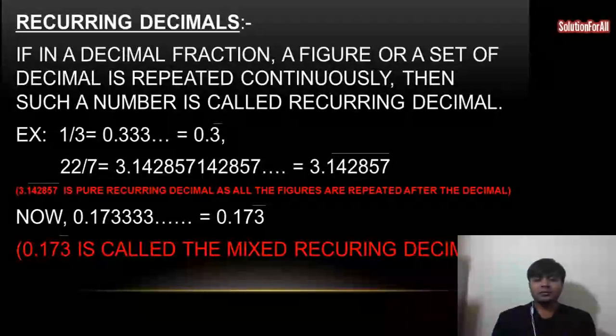Now suppose I have some decimal value 0.1733333, and 3 goes on repeating continuously up to infinity. So I can write it as 0.173 with a bar above 3. That means I have 1 and 7 also after the decimal, but 1 and 7 are not getting repeated. Only 3 is getting repeated. That means this is called a mixed recurring decimal. 0.173 with a bar above 3 is called a mixed recurring decimal. These are the two types of recurring decimals we have: pure recurring decimal and mixed recurring decimal.